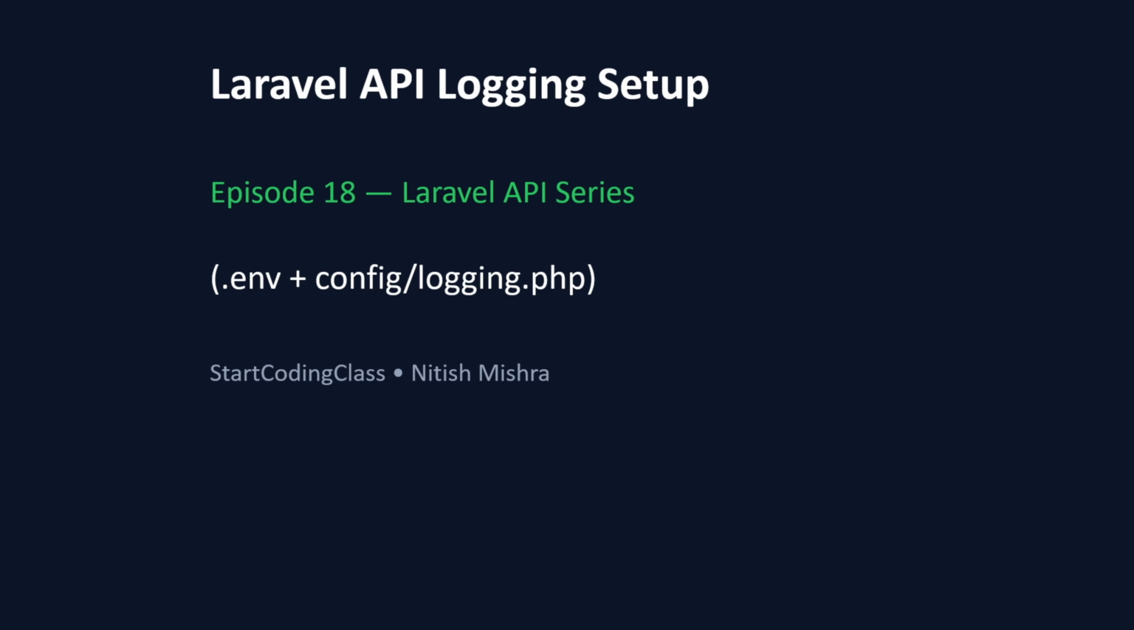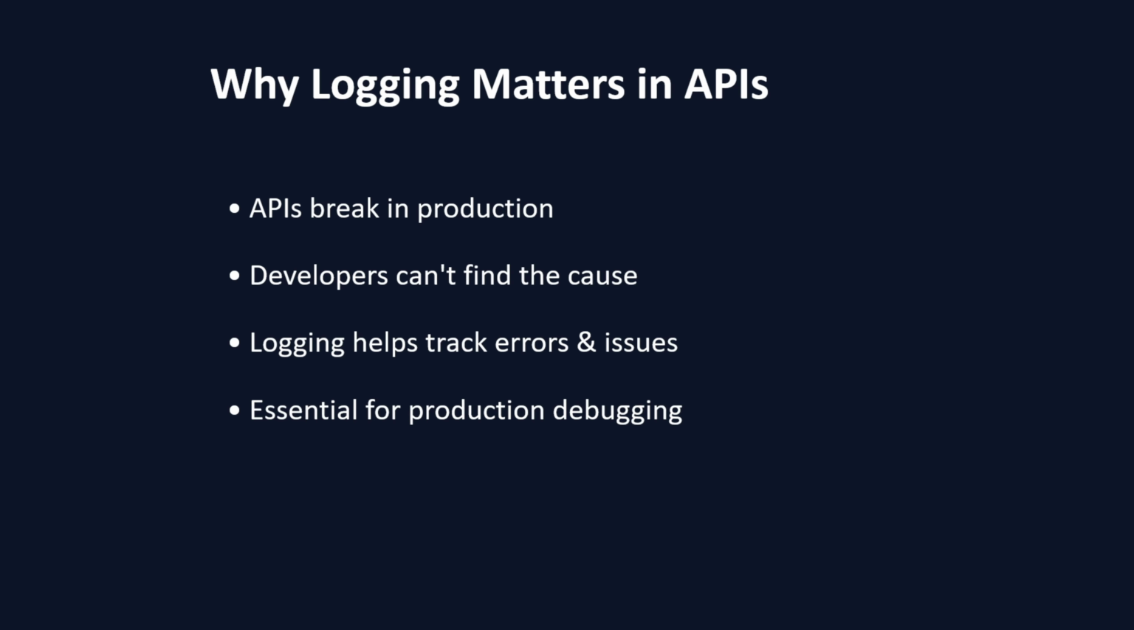In the previous video, we learned how to validate API requests using form request. But imagine this situation: your API suddenly starts failing in production. Users complain that something is wrong, but you have no idea what happened. How do professional developers debug production APIs?